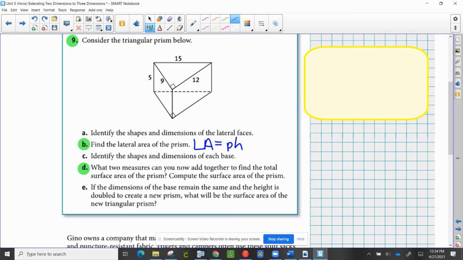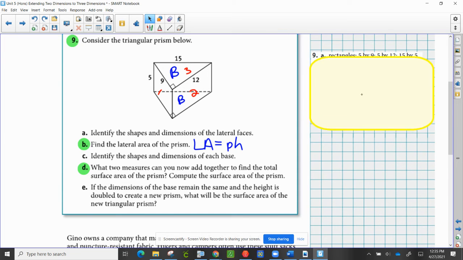Let's actually look at part C first, where we identify our bases. So remember, the bases are your two congruent shapes that are parallel to each other. So in this, we have a triangular base, and I have 1, 2, 3 rectangular lateral faces. So if we're finding the lateral area, you just have to find the perimeter of your base times the height. Remember, the height is the distance that connects your two bases. So I'm going to have you guys start with B. Find the lateral area of the triangular prism above. I'm going to move this down.